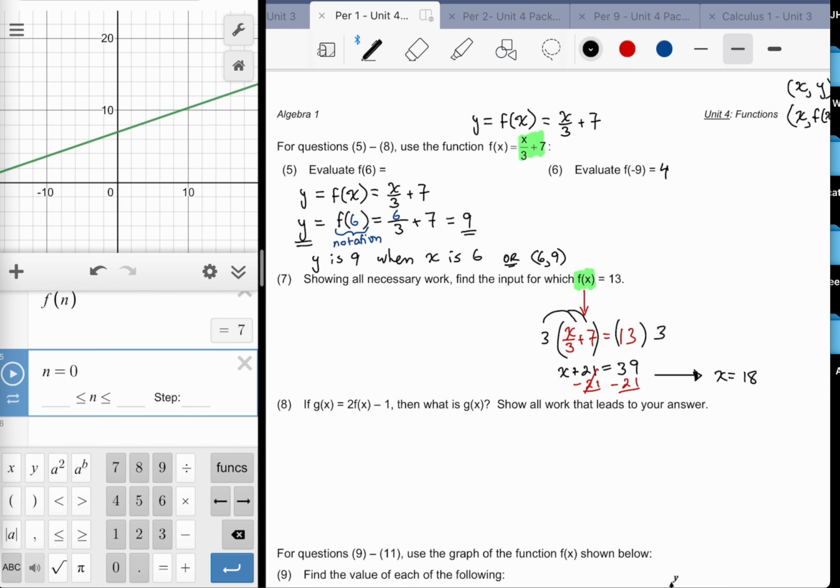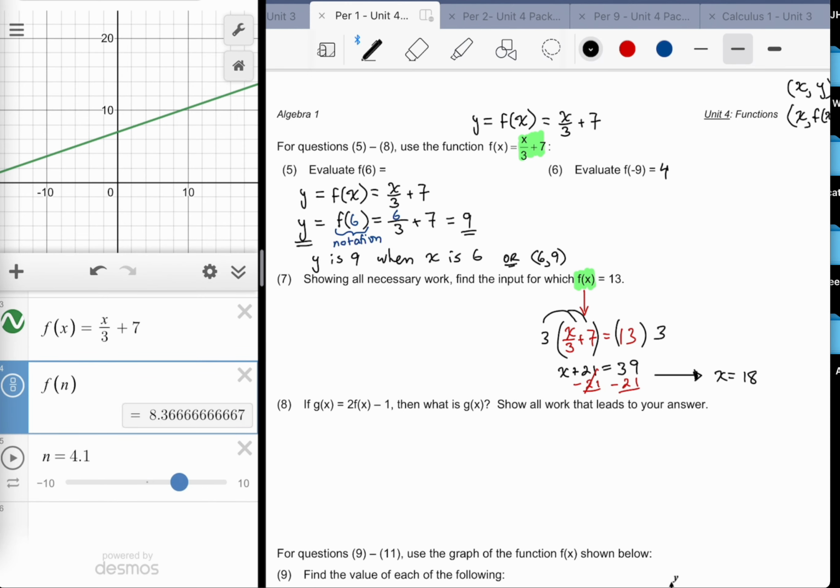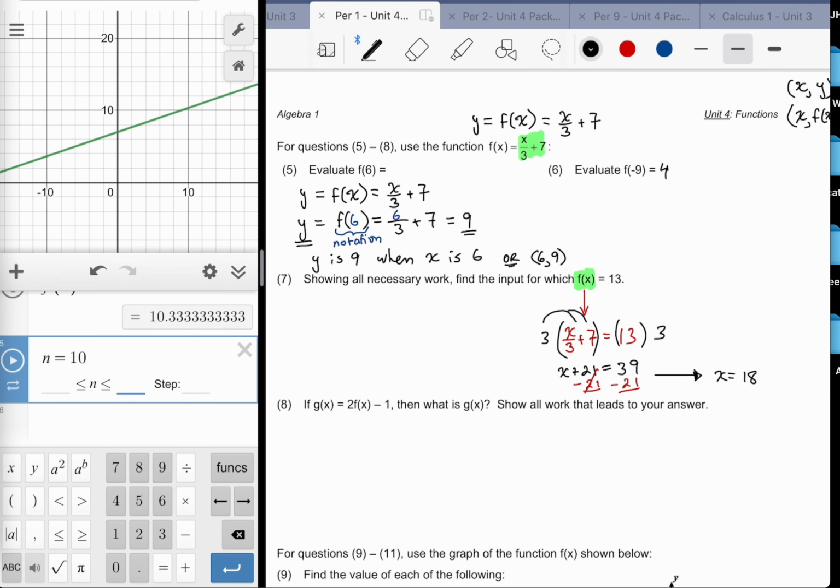Now, going the other way, where it says find, showing all necessary work, find the input for which f of x is equal to 13. I'm just looking for the reverse, where f of n, that result, is equal to 13. So I would just slide my slider until that number became a 13. And if it goes off the grid, if I go to the end of the slide bar and I'm not quite high enough, I could just tap on the end. I just tapped on that 10.